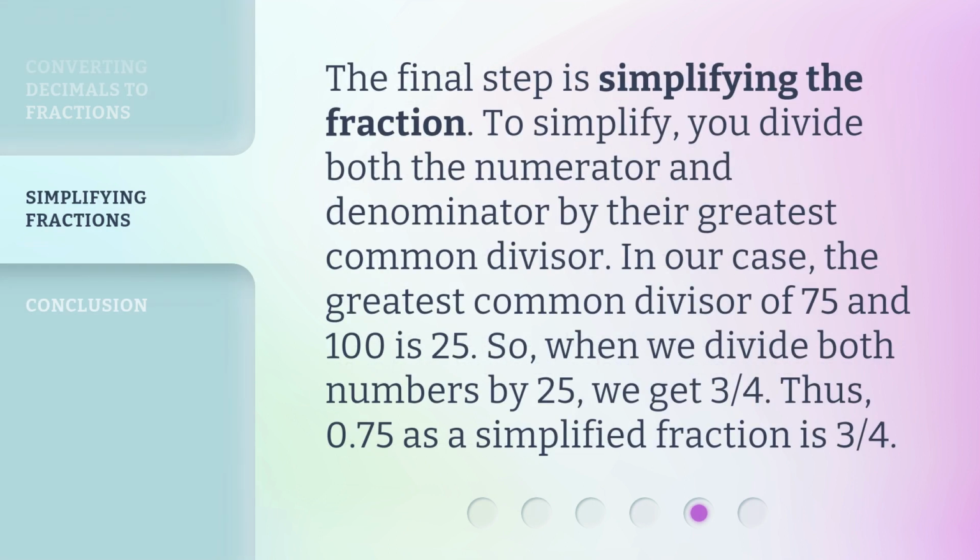The final step is simplifying the fraction. To simplify, you divide both the numerator and denominator by their greatest common divisor. In our case, the greatest common divisor of 75 and 100 is 25. So, when we divide both numbers by 25, we get 3/4. Thus, 0.75 as a simplified fraction is 3/4.